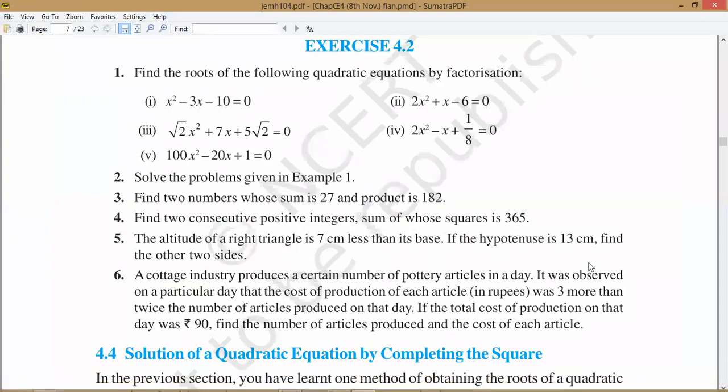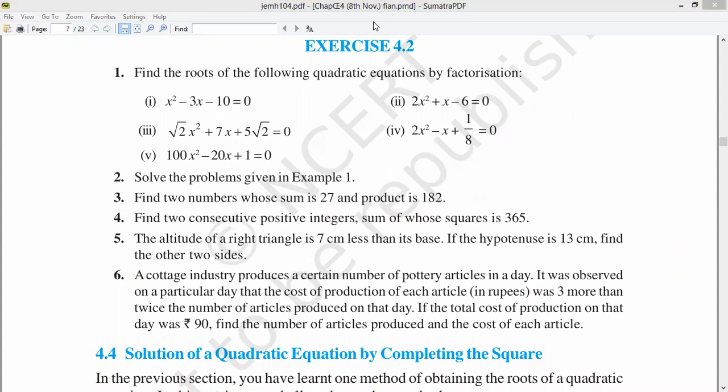Now example number 2, solve the problems given in example number 1. So example number 1 में पहली प्रॉब्लम थी जहां पर जॉन एंड जीवंती हैं जिनके पास 45 मार्बल्स हैं और वो इसके बाद फिर अपने जब 5 मार्बल्स को वो दोनों लॉस करते हैं तो उनके पास जो रिमेनिंग मार्बल्स बने उनका प्रोडक्ट आता है 124.